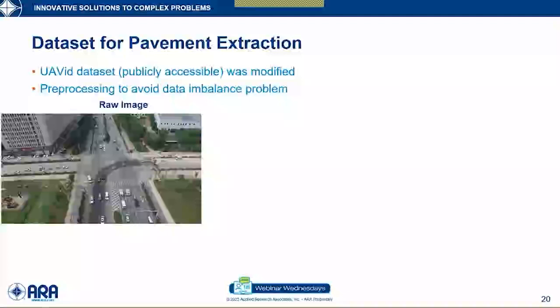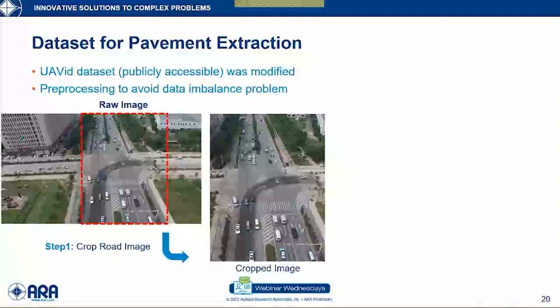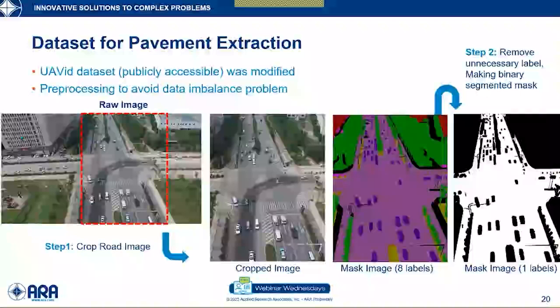So UAV IED is the name of the publicly accessible data, and it was modified to avoid the data imbalance problem. As you can see here, some parts of the road images contain only a few pavements. So the images were cropped to various sizes to fit the center of the road. Also, the original data set has 8 different classes, including the road, cars, trees, and buildings. So unnecessary labels except road were removed to make the binary segmented image.